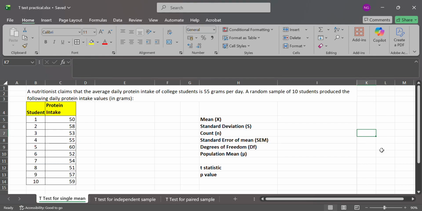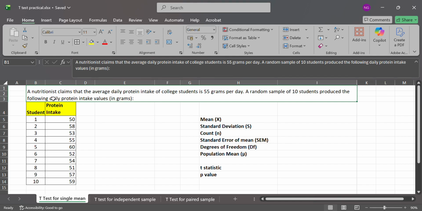In today's tutorial we are going to talk about t-test, wherein we are going to learn how to calculate one sample t-test, one sample mean using t-test in Microsoft Excel. So here as an example I have taken this question wherein a nutritionist claims that average daily protein intake of college student is 55 grams per day. A random sample of 10 students produce the following daily protein intakes value.